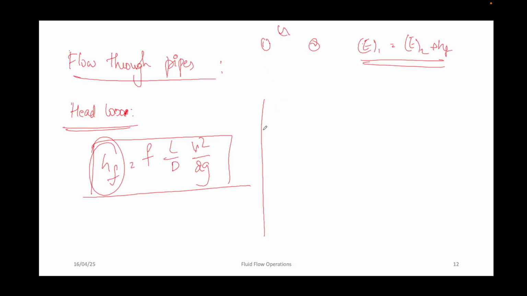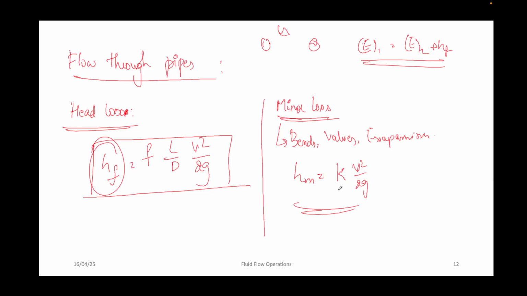And then along with this, we also have some minor losses, which are because of bends, valves, and expansions. And how do you calculate these minor losses? So HM, the minor loss head, is equal to K into V square by 2G. So again, you'll add this to the Bernoulli's equation and you will be able to equate the energies.